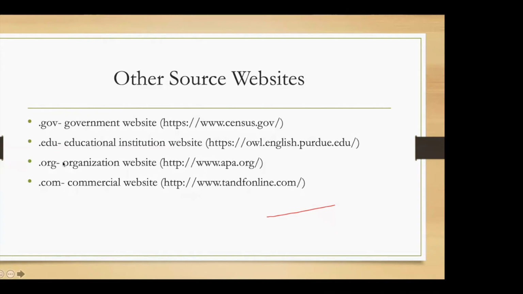Or you can go to a .org or .com website. There used to be a distinct difference between them, but pretty much anybody can make a .org or .com website. Be very careful with these last two. You can find valid information on them, but sometimes the information they publish is not truly verified. So beware.